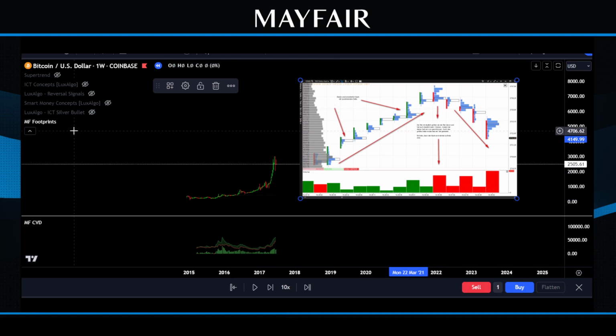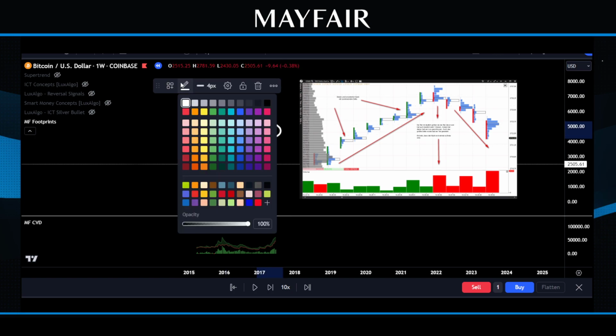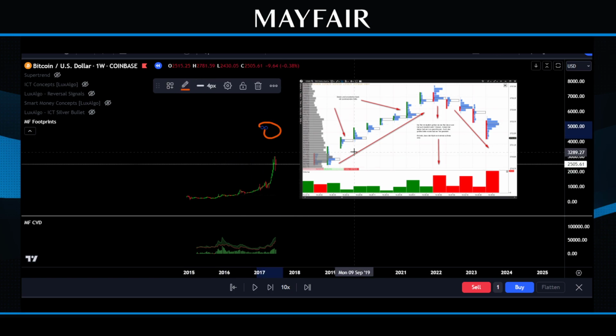The reality is, every little move, just change the color again, I don't know why it keeps going back to white. So every little move, every candle has one of these things inside, right? This is kind of the point of control. This is almost like a session volume profile tool.